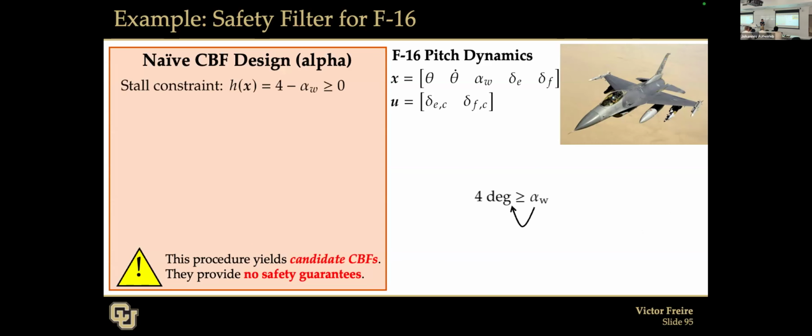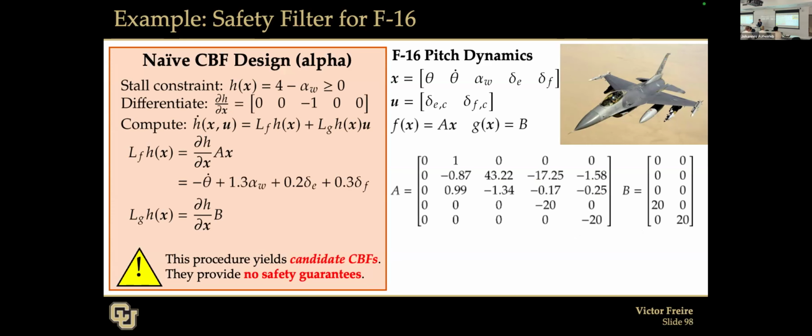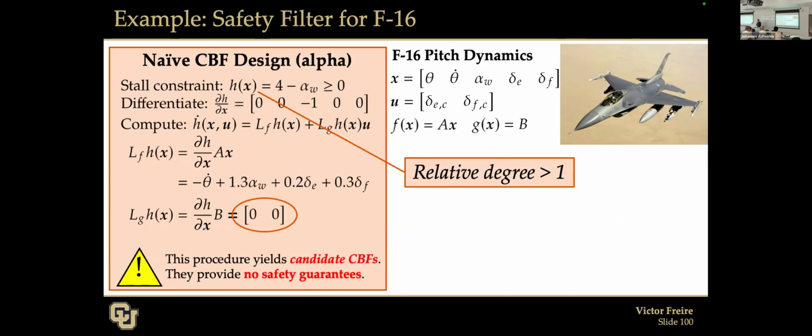We can do the same thing. We can rearrange the constraint. And that gives us our candidate CBF. We can take the gradient and compute H dot. So for the term LFH, this time we're taking the 3rd row of the matrix A. For the term LGH, if we take the 3rd row, that's just zeros. So what happens when this happens, say the function H has relative degree higher than 1, when this term LGH vanishes. Okay?